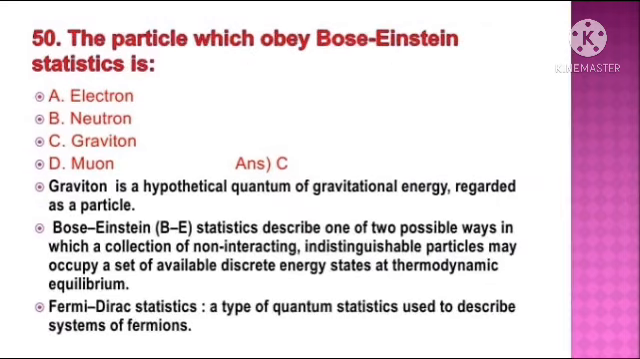Last question in this video. The particle which obeys Bose-Einstein statistics is. The answer is option C, graviton. Graviton is a hypothetical quantum of gravitational energy regarded as a particle.